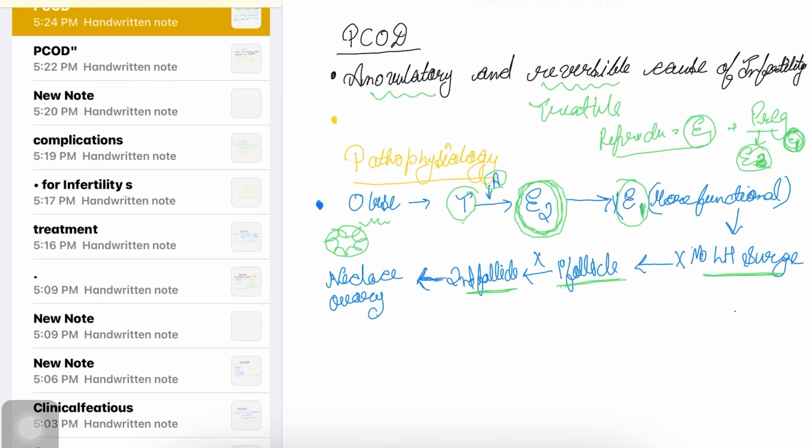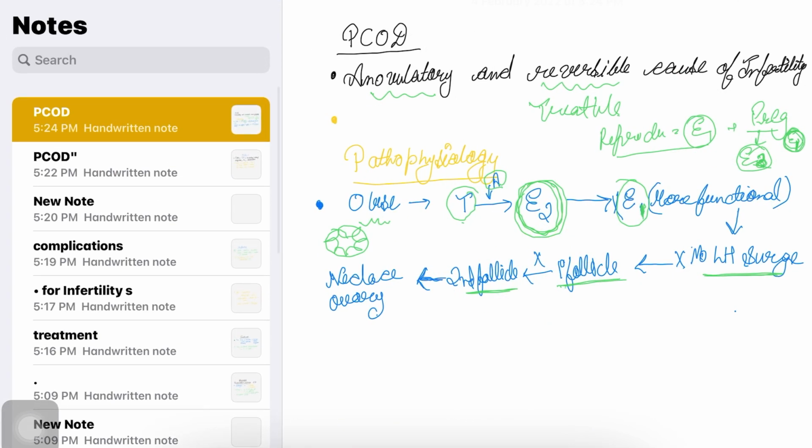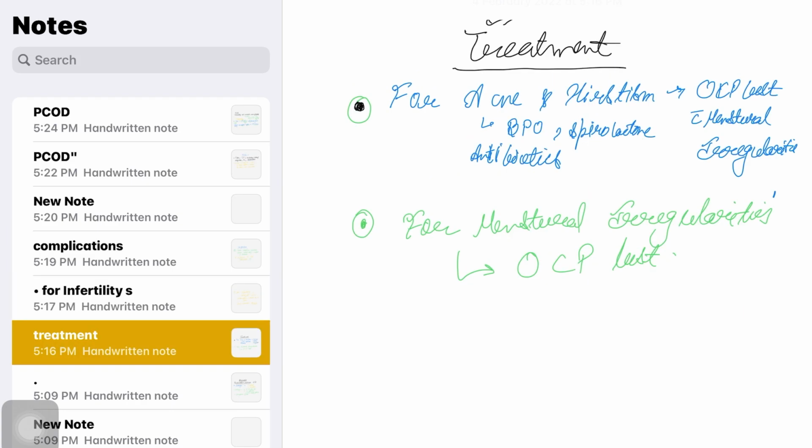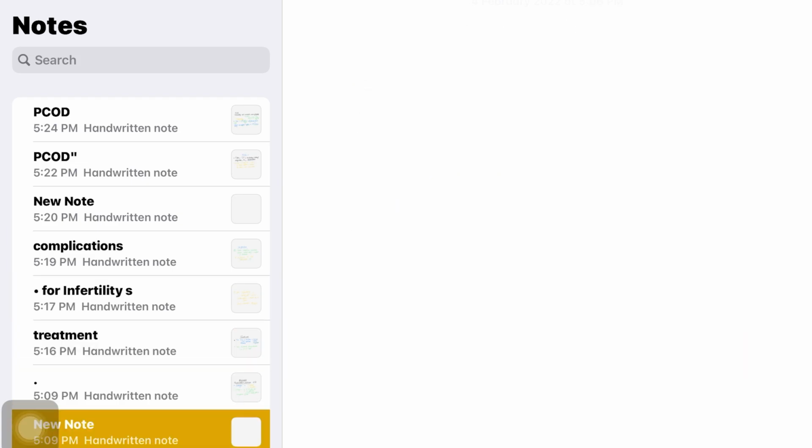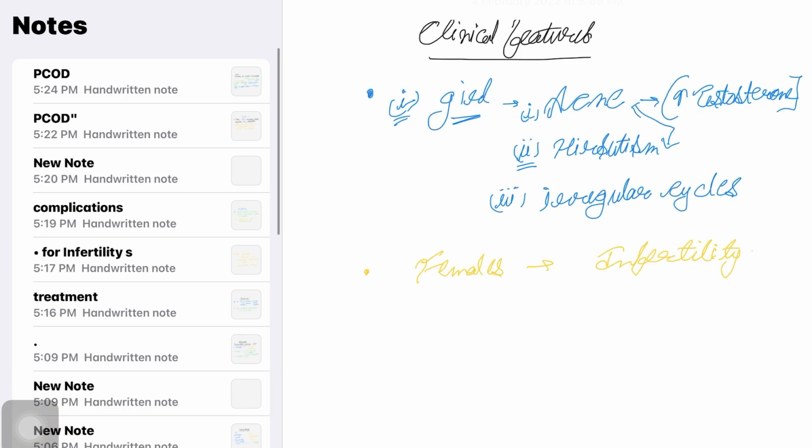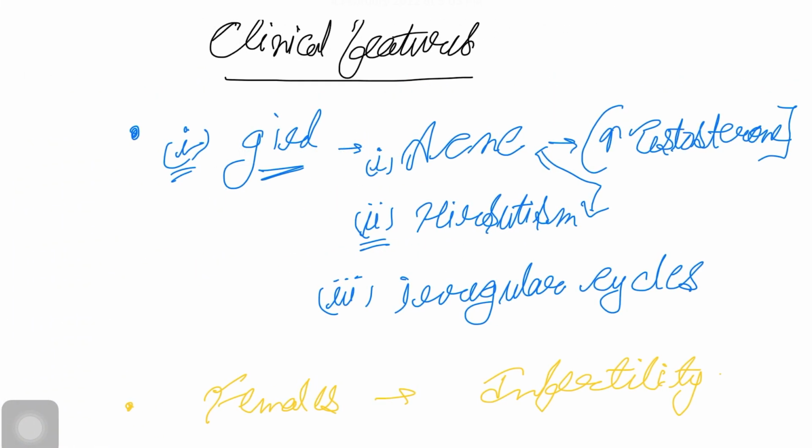Now we will see the clinical features of PCOS. What happens in PCOS? A girl can come to you with acne, with hirsutism and with irregular cycles. Now, as we have studied the pathophysiology, let's study the reason for the acne and hirsutism.